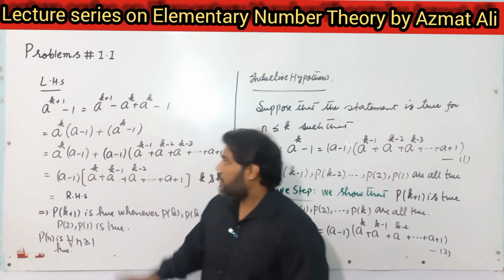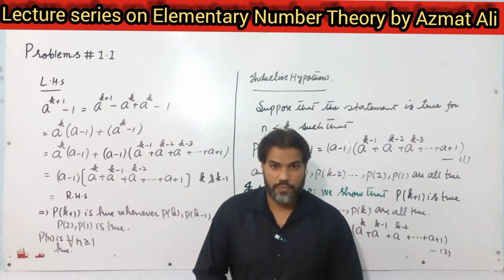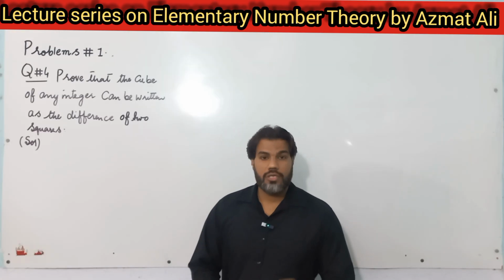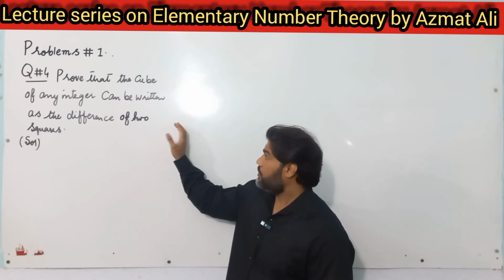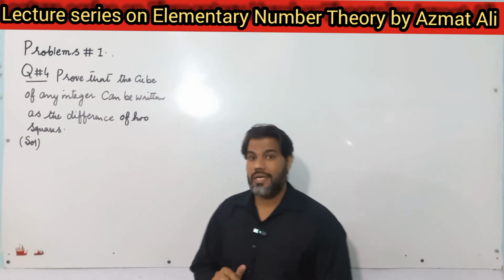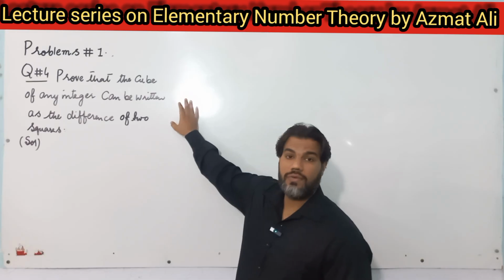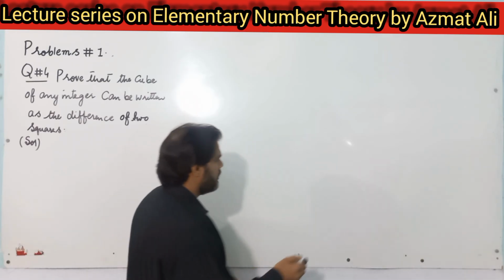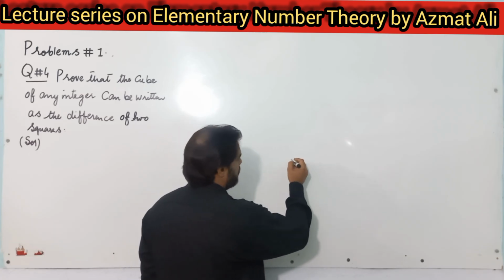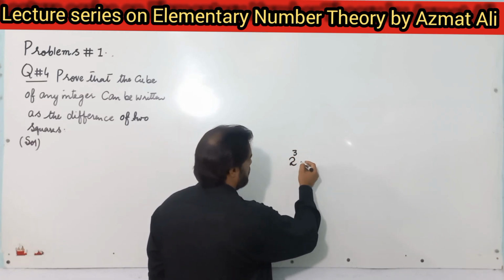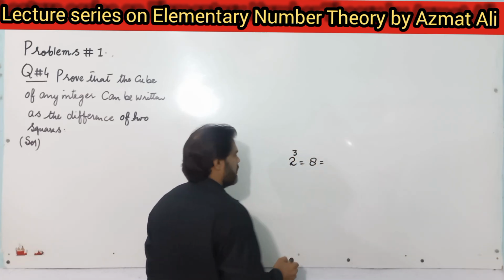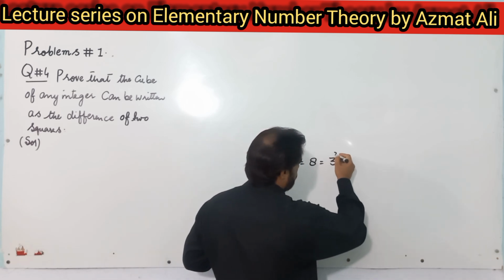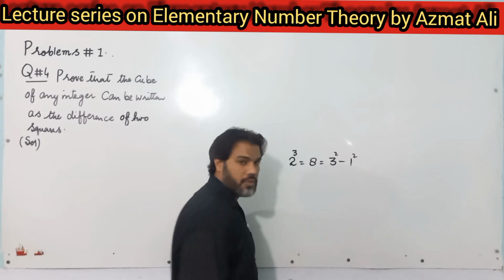Next we move towards question number 4. That is a very interesting question. In question number 4, we have to prove that the cube of any integer can be written as the difference of two squares. For example, we can write the cube of 2, that is 8, as a difference of two squares, like 3 square minus 1 square.